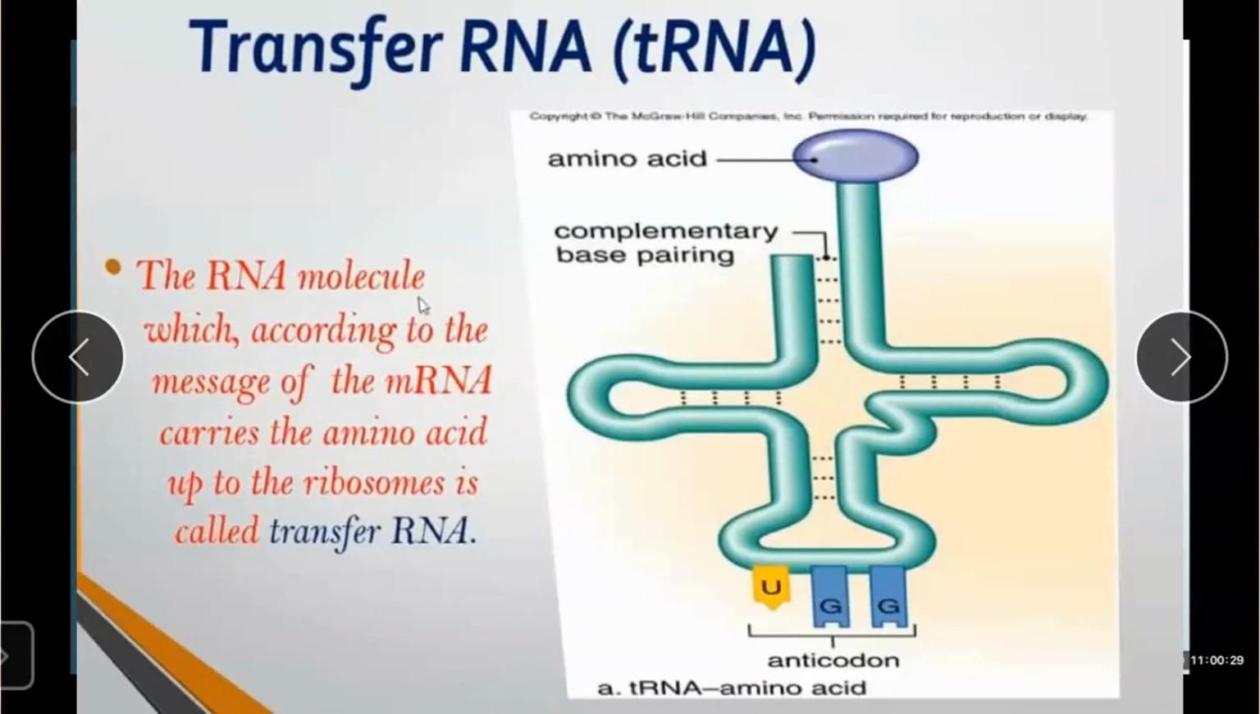What is the function of transfer RNA? To transfer the amino acids to the ribosomes by getting the messages from whom? mRNA. And this function is done by transfer RNA, that is tRNA. So there are three types of RNA, that is ribosomal RNA, messenger RNA, and transfer RNA. These are the three major types of RNA.